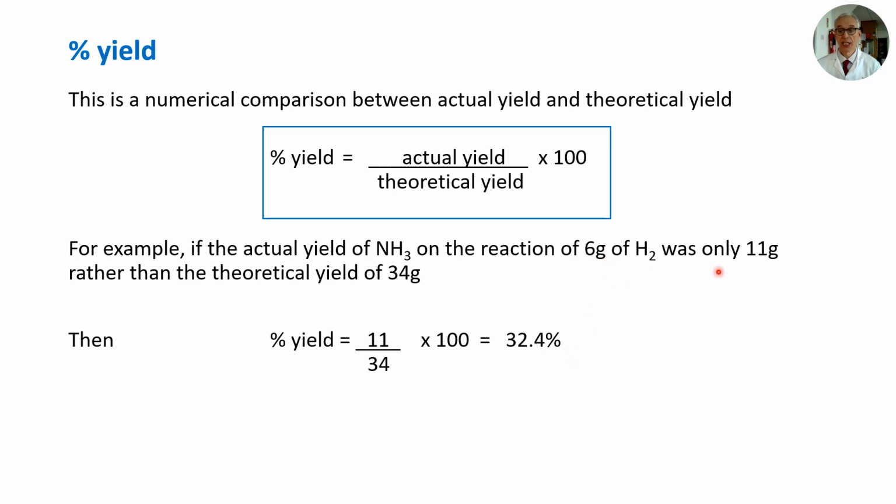So we are able to put in the masses because, as you probably realize, if we turned 11 grams of ammonia into moles, we'd divide by 17. If we turned 34 grams of ammonia into moles, we'd divide by 17. So the 17s cancel out. So if you have got mass data in both cases of actual and theoretical yield, you can just put those into the percentage expression, because of course the molar masses would cancel out in that calculation.